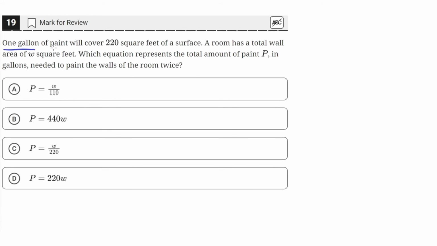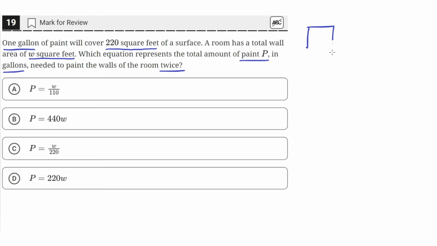One gallon of paint will cover 220 square feet of a surface. A room has a total wall area of W square feet. Which equation represents the total amount of paint P in gallons needed to paint the walls of the room twice?